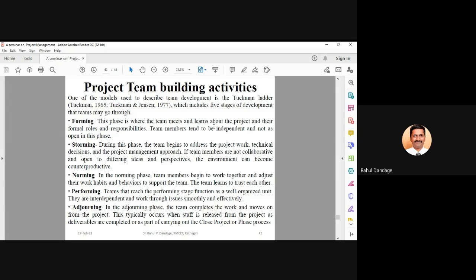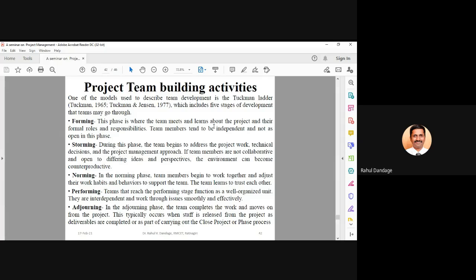Simultaneously, when they are adjusting their work habits and behaviors, they will also start learning how to trust each other. As they will be working together and spending more time with each other, there will be a bond of trust between the team members, and that is essential. The team should start learning how to trust each other. That is very important.